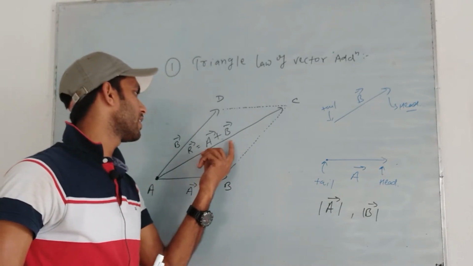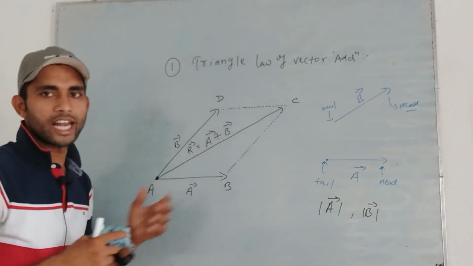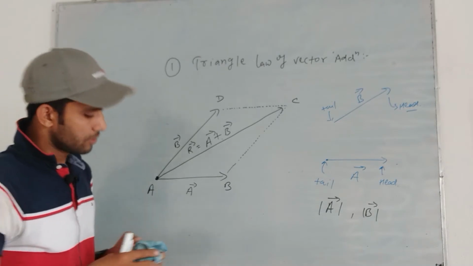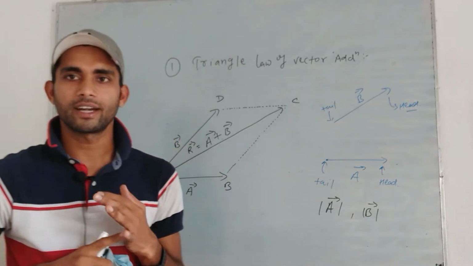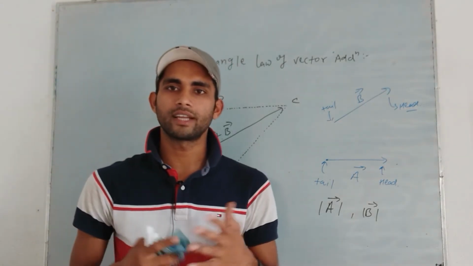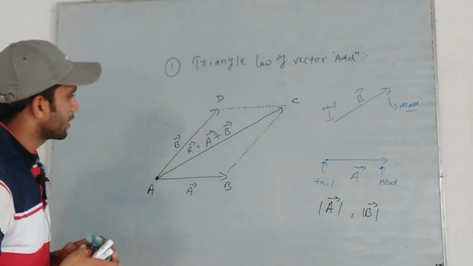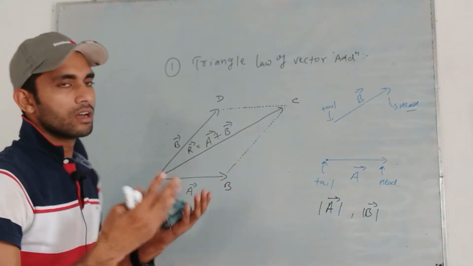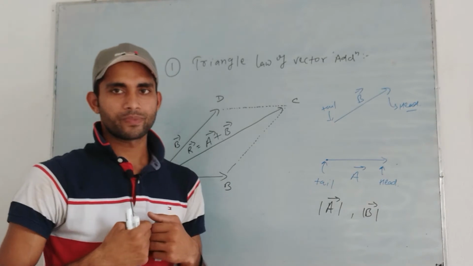And find a plus b as a diagonal of that parallelogram, right? So we have discussed triangle of vector addition and parallelogram law of vector addition, right? So our next topic is how we can find magnitude of a plus b, right?